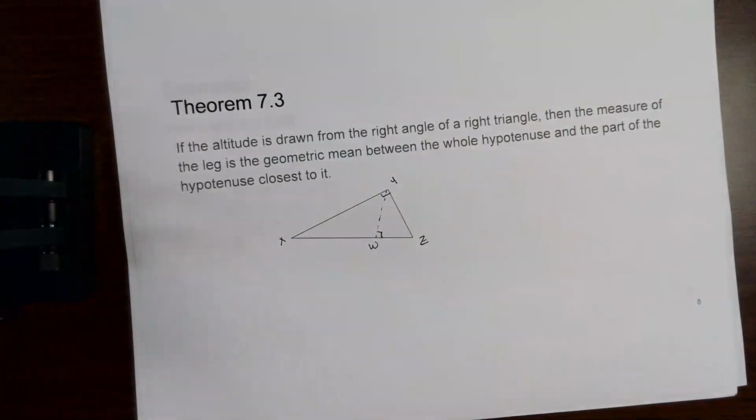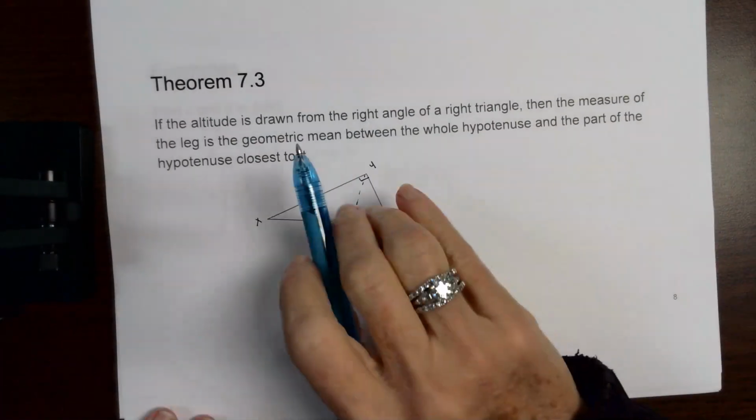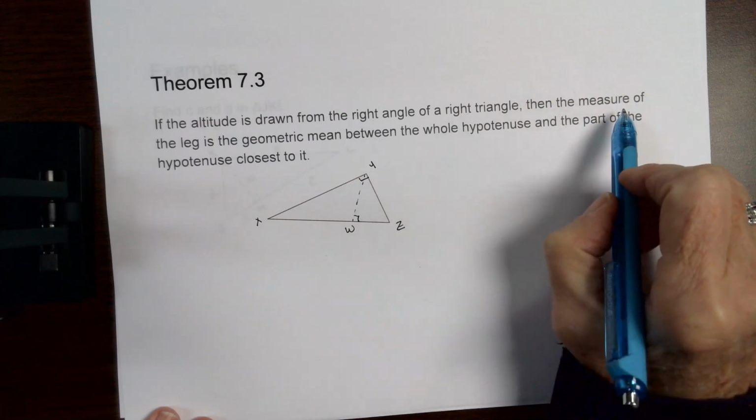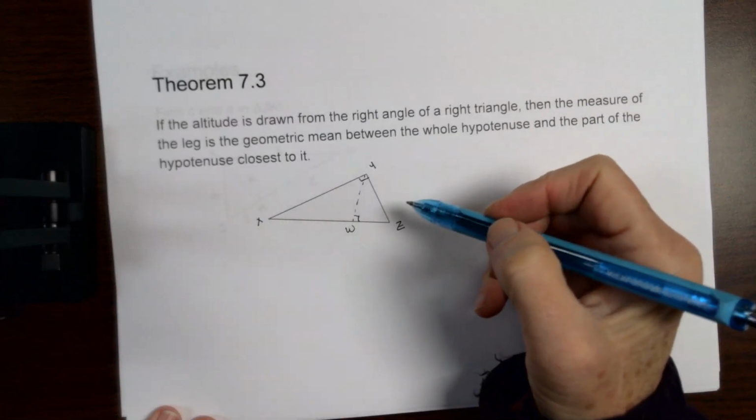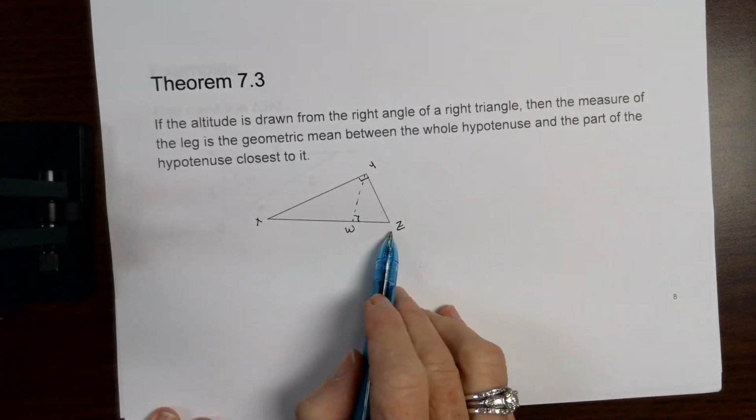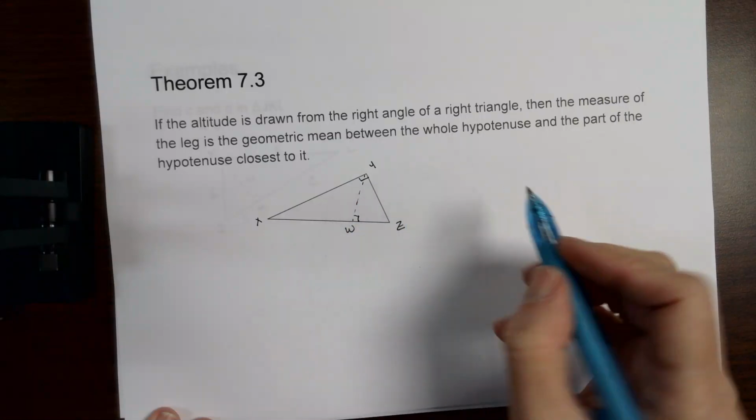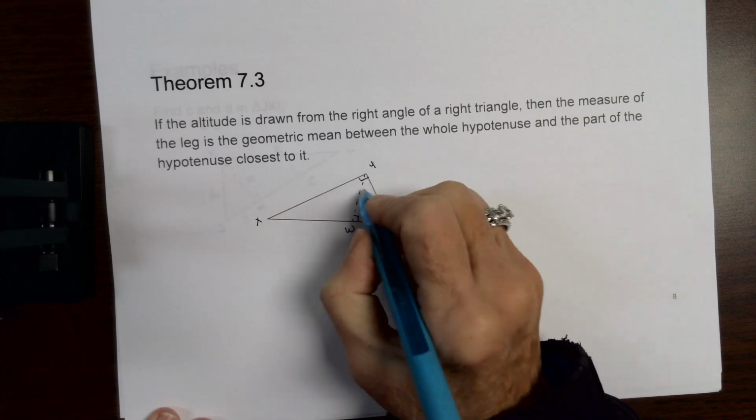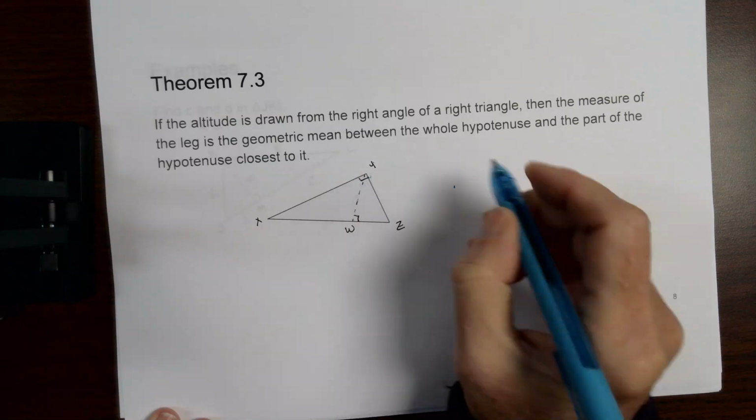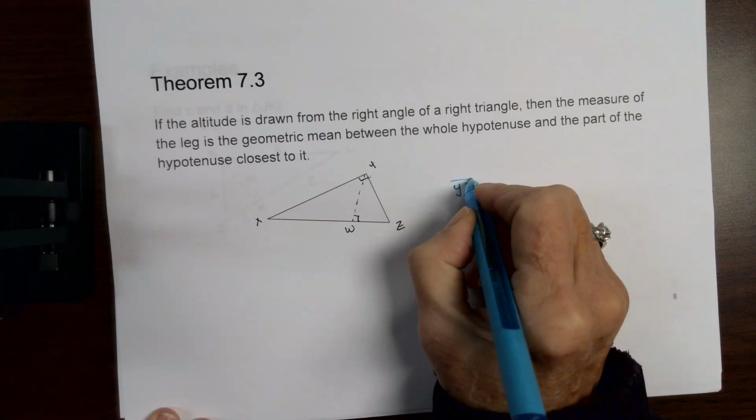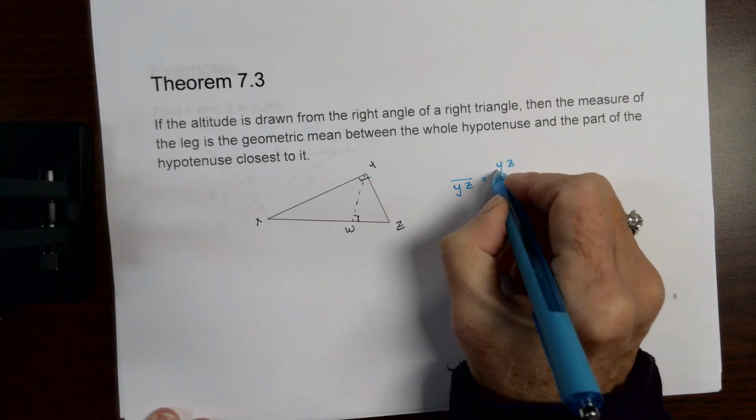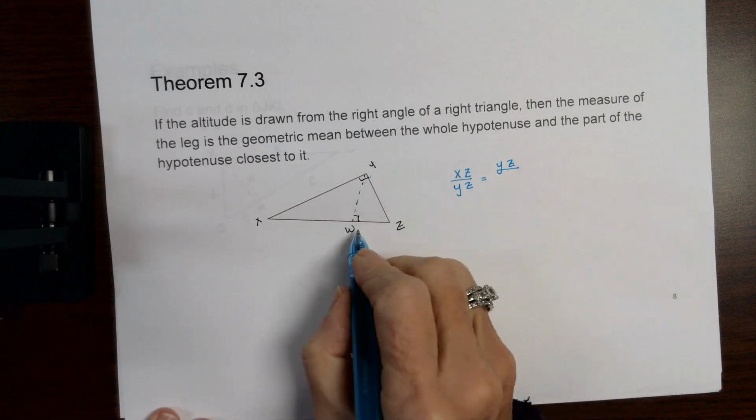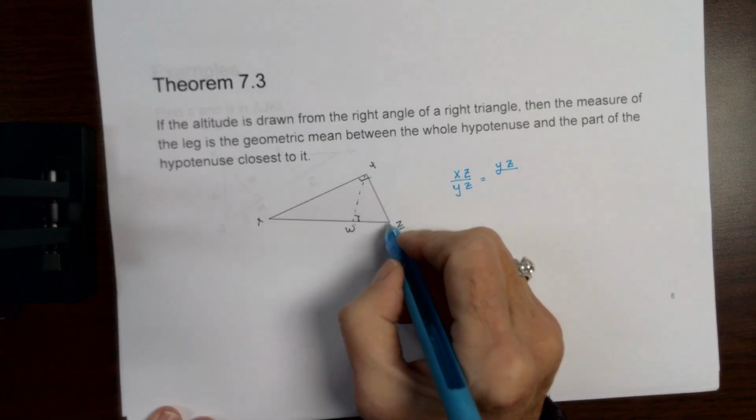All right, then we have another theorem. It says if the altitude is drawn from the right angle of a right triangle, just like before, then the measure of the leg of the triangle is the geometric mean between the whole hypotenuse and the part of the hypotenuse closest to it. So if I want to know the measurement of YZ, YZ is the leg. The legs are what form the right angle. So YZ is the geometric mean, I put it in the geometric mean location, between the whole hypotenuse, which would be XZ, and the part of the hypotenuse closest to that leg.